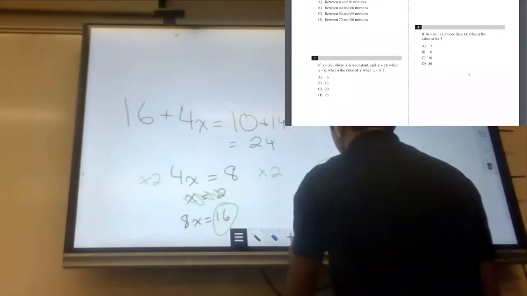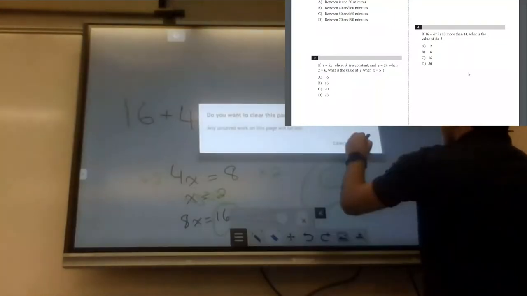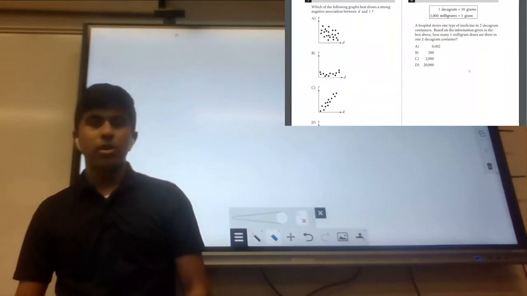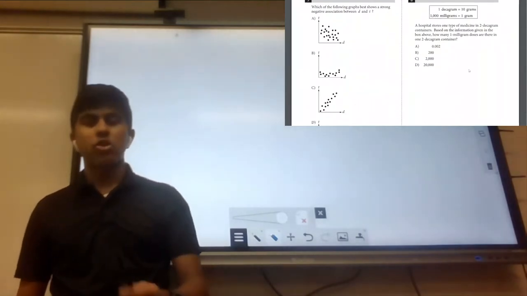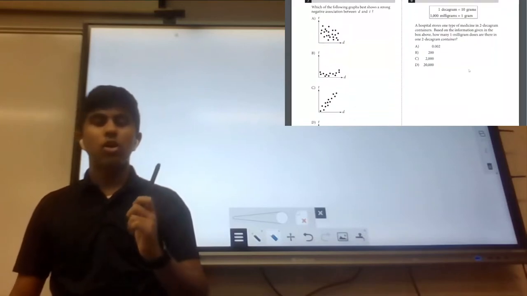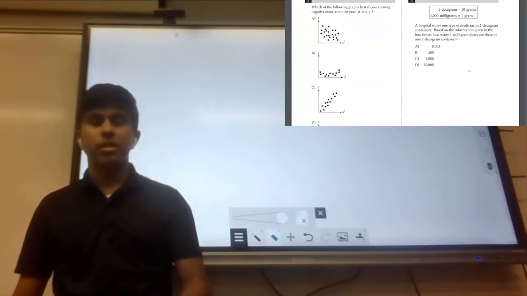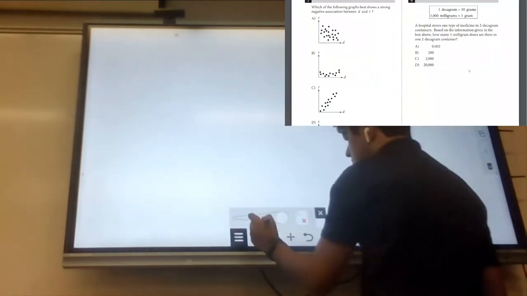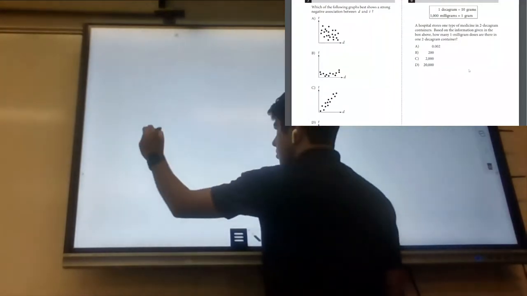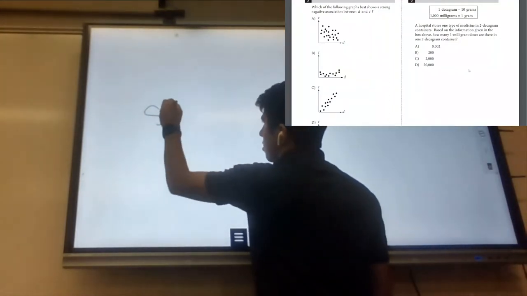Let's keep going. Okay. Question number 5. Just scroll down a little bit for this one. Which of the following graphs best shows a strong negative association between D and T? All right, what does a strong negative association mean? There are a couple things that we need to think about in this whole strong negative association. There's obviously the strong part.